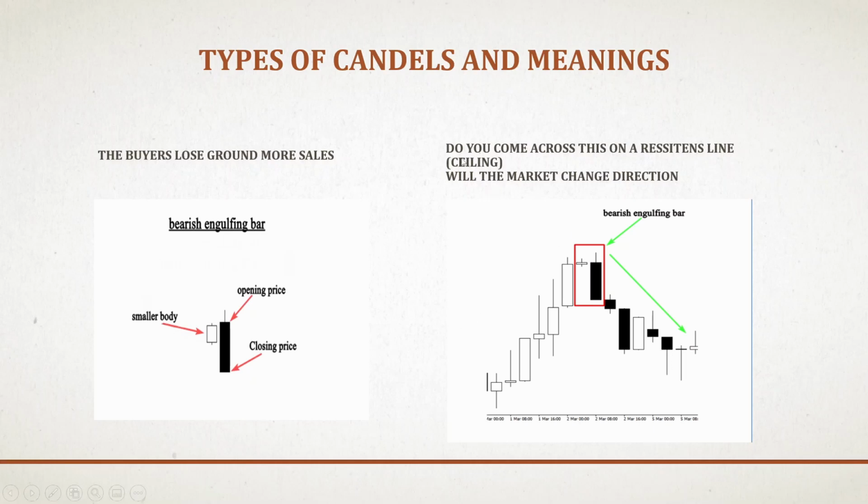Do you come across this at the resistance line, the ceiling? If this is a ceiling, the market could change direction. And if there is a support on the other side, the market would change the other direction. This is called a bearish engulfing bar.